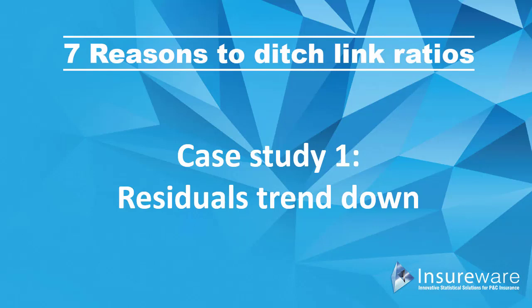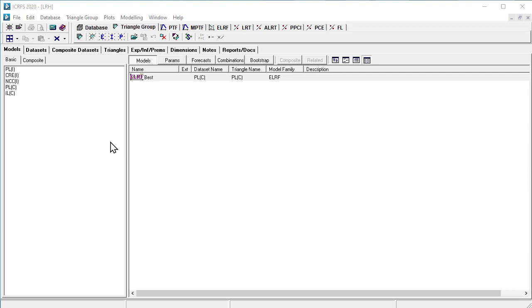In this video, we analyze anonymized paid loss data for an auto insurance provider in the extended link ratio family. This modeling framework formulates link ratios as regression estimators. For more information on ELRF, please see our other material on our website. Let's now open ELRF.